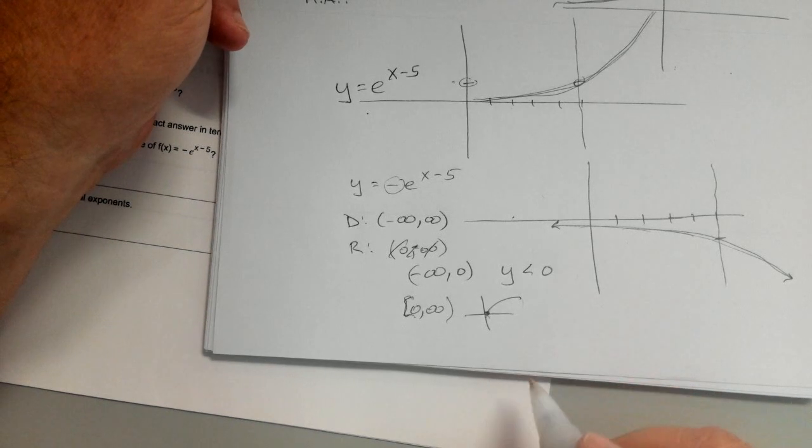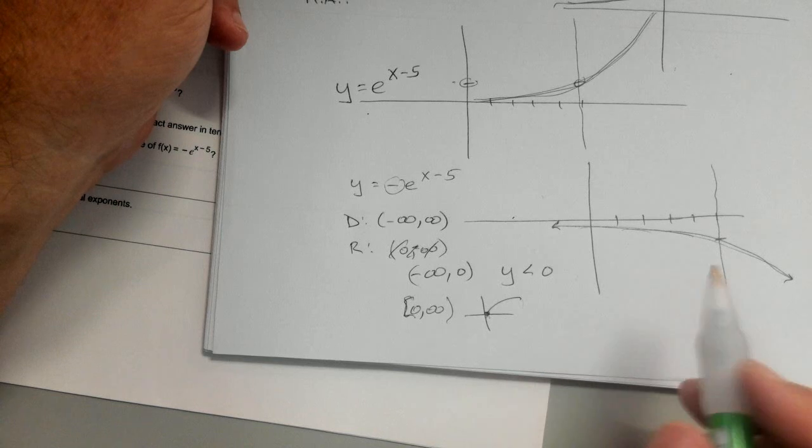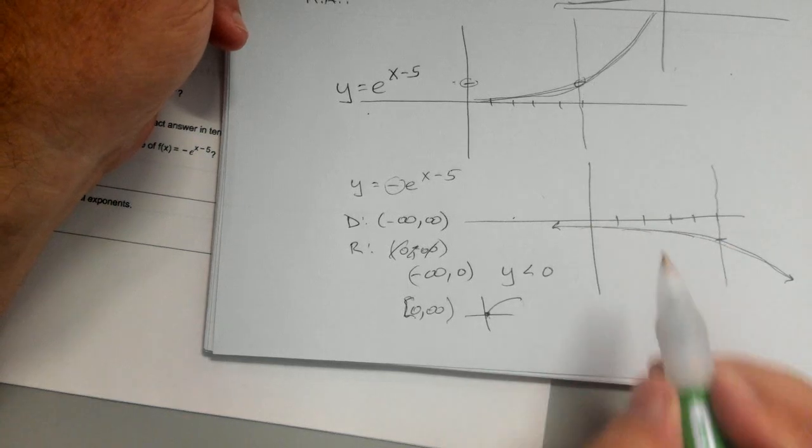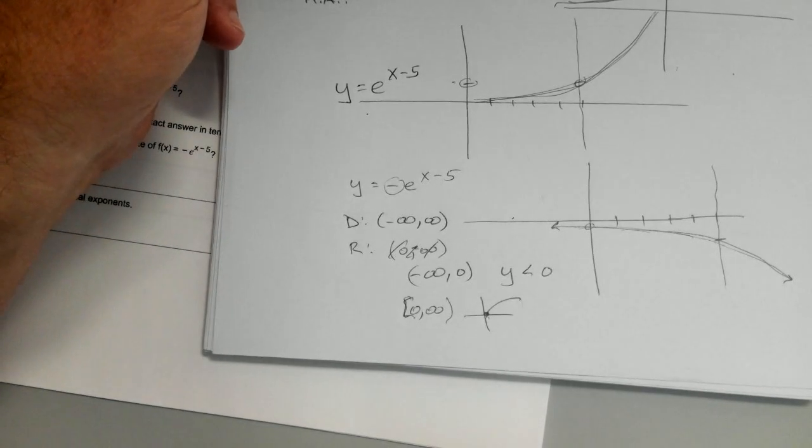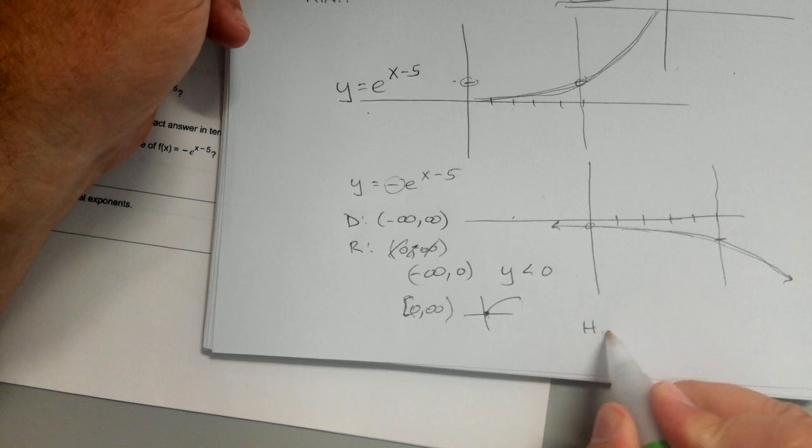What's the y-intercept? It used to be 1, but it shifted over, so it's now down here. Negative something small. That's when you use calculators for that one. So, horizontal asymptote.